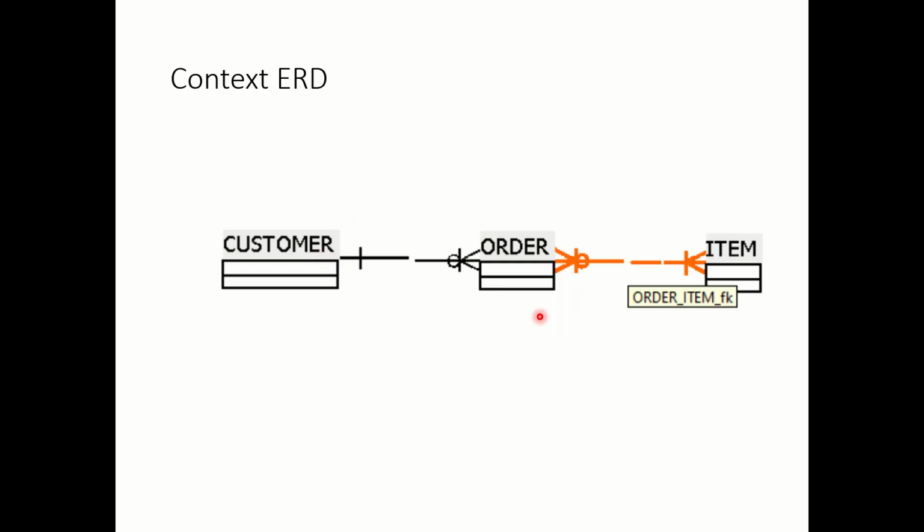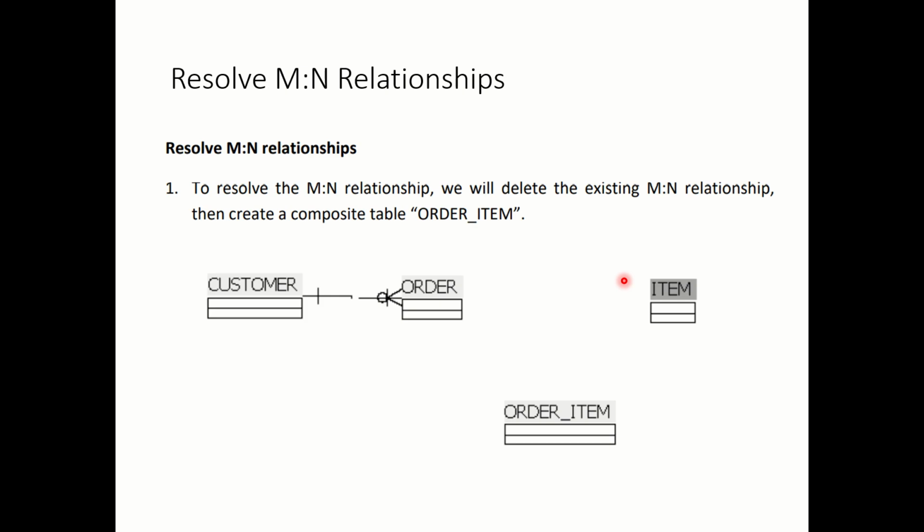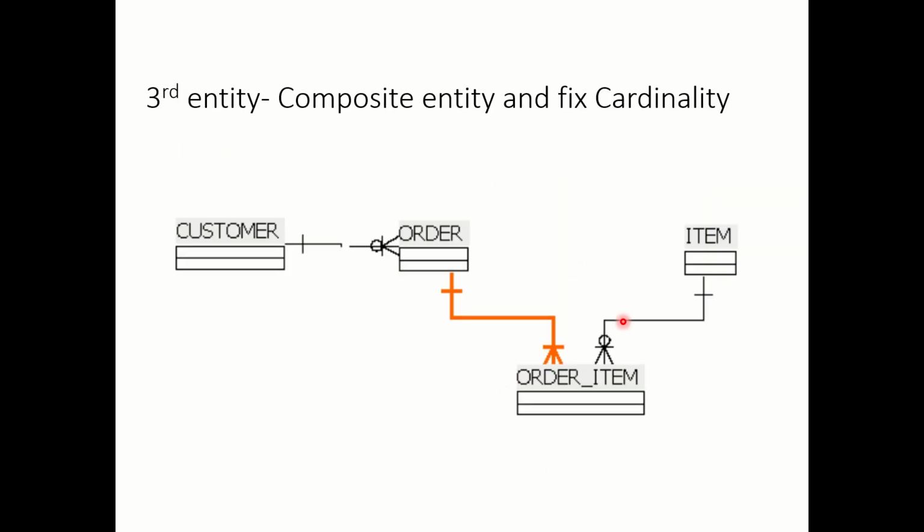But when you come over here, you have order and item. An order can have multiple items, and an item might be related with multiple orders. So it is an M:N relationship. In this particular case, you will come out with a composite entity, and you will make that M:N relationship into multiple one-to-many relationships, right? The order ID will act as a primary key in this order item, and the item ID will also be a primary key in this order item composite entity.